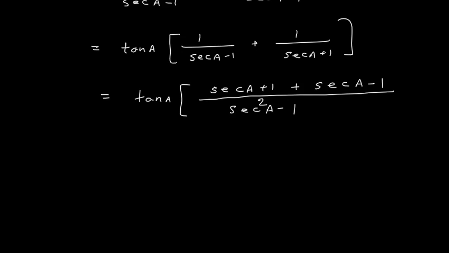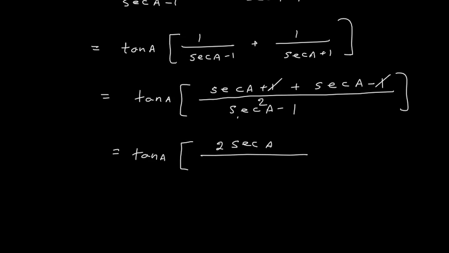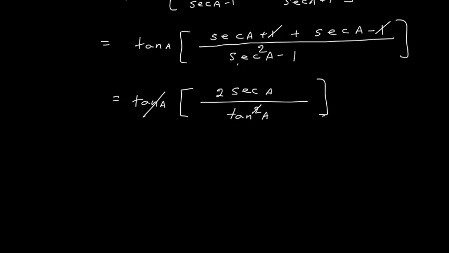Sec square A minus 1, right? Sec A minus 1 into sec A plus 1 is what? Sec square A minus 1 square, and 1 square we will write 1. So this is tan A. Now here you have this minus 1 and this plus 1 cancel. So numerator is 2 times sec A, and denominator sec square A minus 1 is what? Tan square A. Identity. You rearrange the identity, you will get sec square A minus 1 is tan square A. Now this tan and this tan will cancel. What we have to prove? 2 cosec A. So let us convert everything in sin and cos.